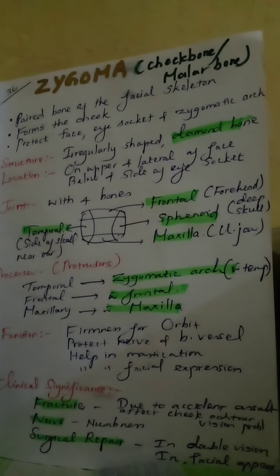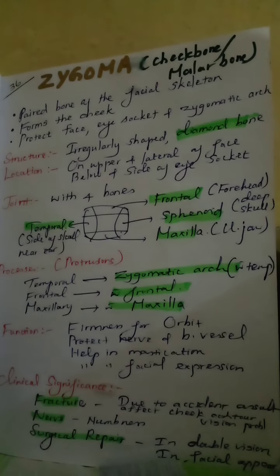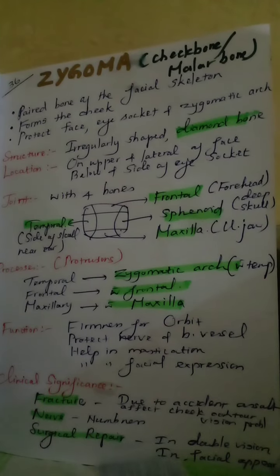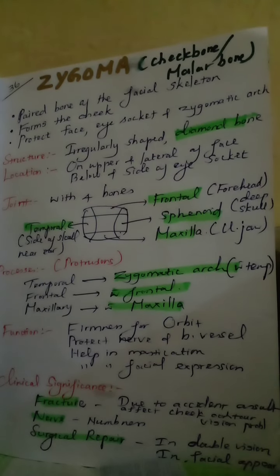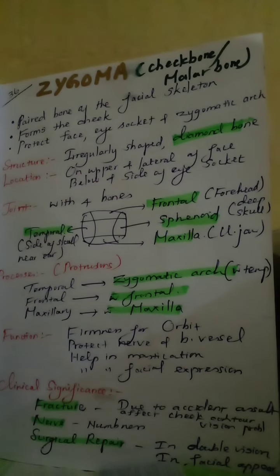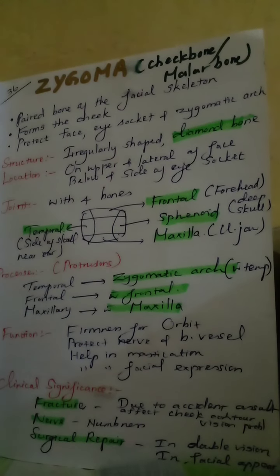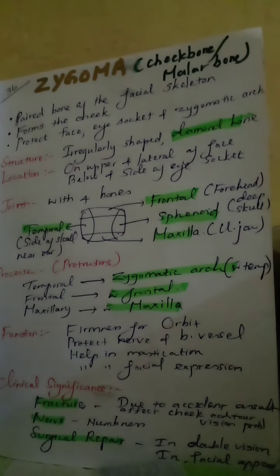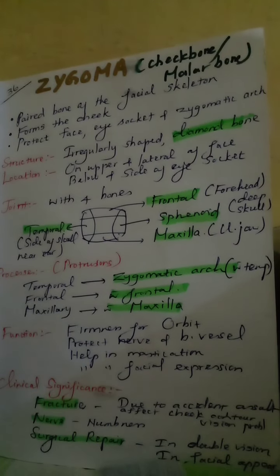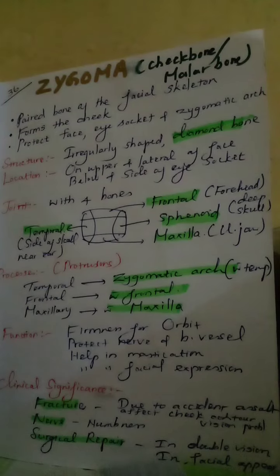Good evening to all. The 36th medical term that we'll be discussing today is known as zygoma. It's another term referring to the cheekbone, also known as the molar bone. It is a paired bone, that means there are two of them, of the facial skeleton.